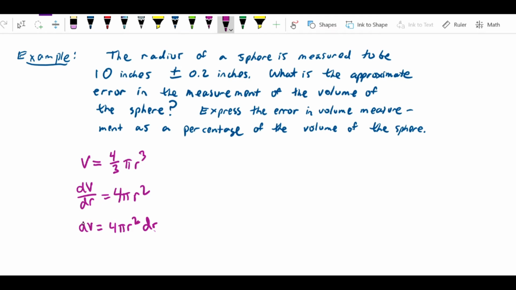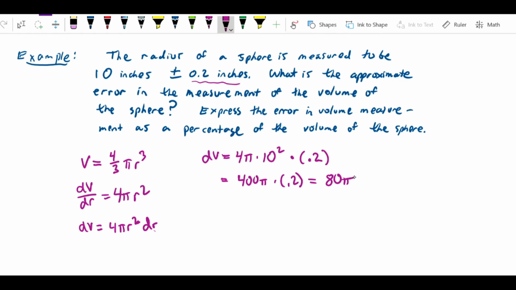So here's how we would set that up. What we would say is that dV is equal to 4 pi times the given radius, which is 10. We square that. And then we're going to treat this as dr, so that's 0.2. So this comes out to 4 pi times 100 is 400 pi, times 0.2, which is 80 pi.